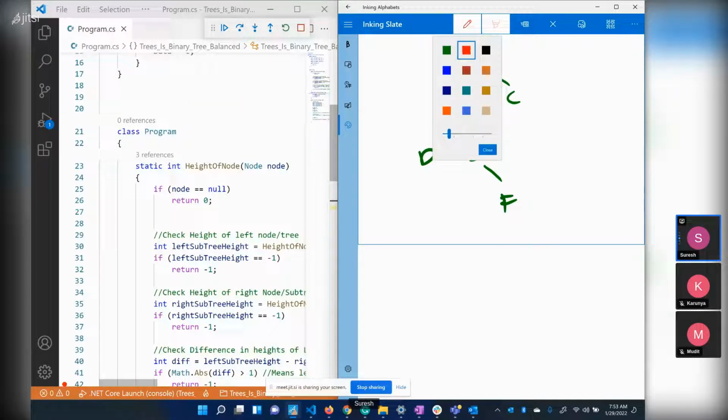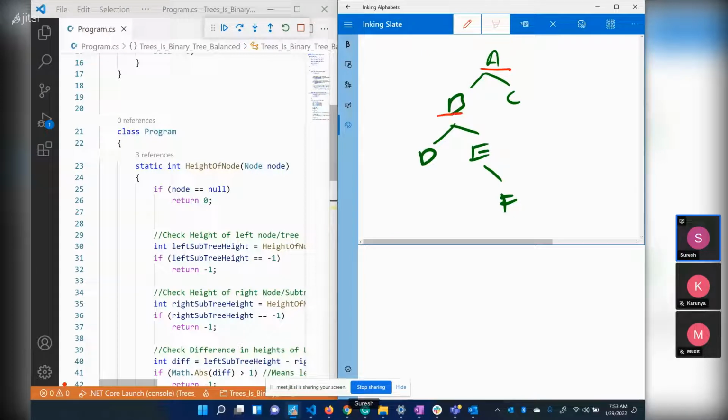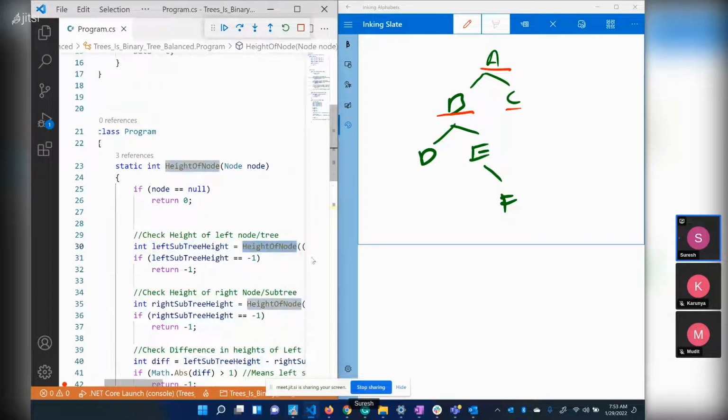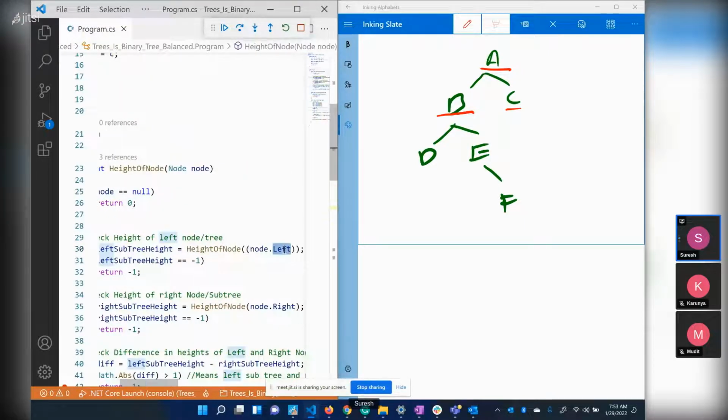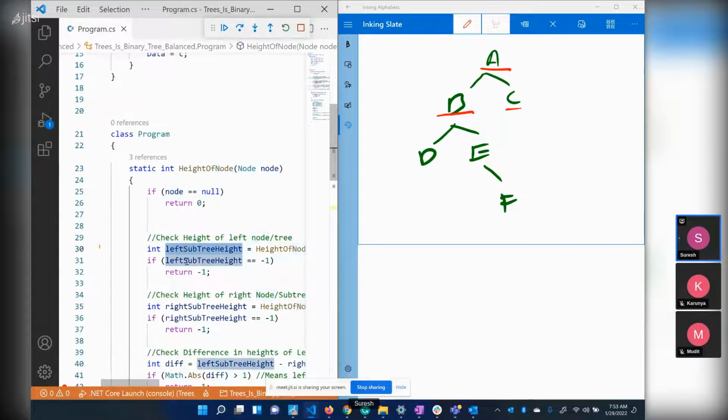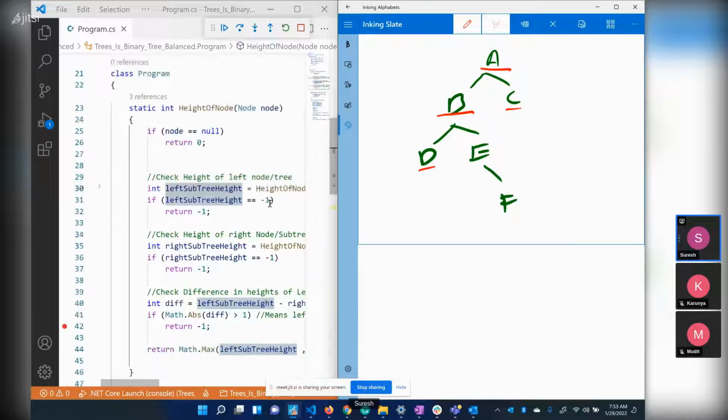Initially, it starts with A, and we want the height of the left subtree and the height of the right subtree. Now it will go to the left subtree height. That means it will call with node dot left, which is B. Now you are at B, B not equal to null. You want the left subtree height. Now it will go to D, and at D, D not equal to null, and left subtree height is 0, right subtree height is 0. Finally, it will return 1. So 1 will return to B as the left subtree height.